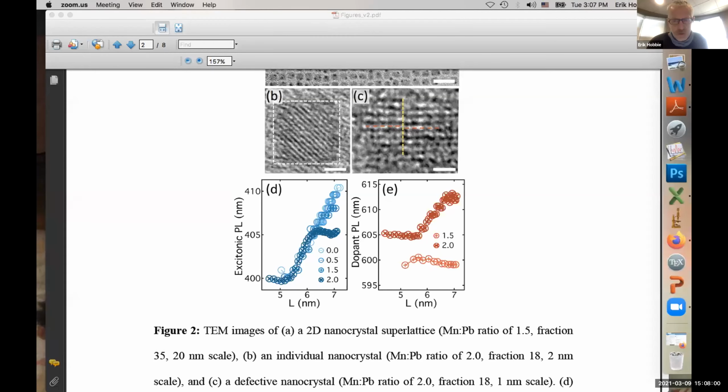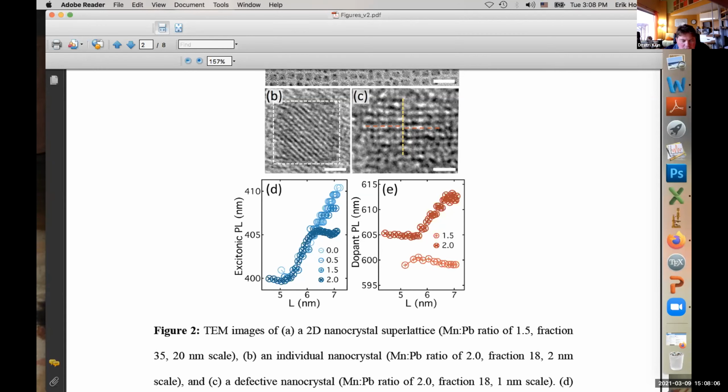So then here's a question. Can you see my screen, this PDF? If you look for no manganese, this is exciton PL versus size. Why does it keep going up? This looks like confinement to me, but these are well above the Bohr radius of the material, right? So we should be out of the confinement regime, at least in a simple view. So how would you explain that? You see my question? Yes.